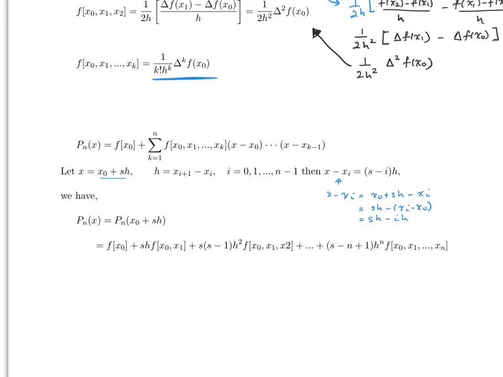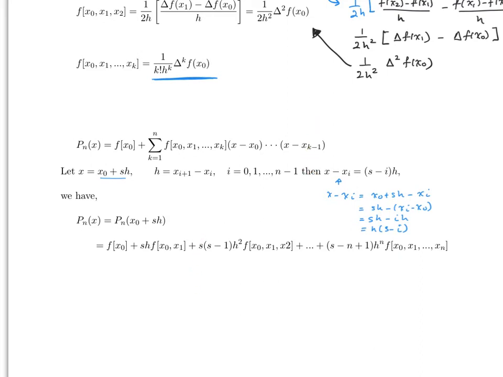Why ih? Because remember the distance between x0 and x1 is just h, so you go all the way to xi, then there are i parts of h, and then you can just factor the h, and it will be s minus i. So that's how you get this part.